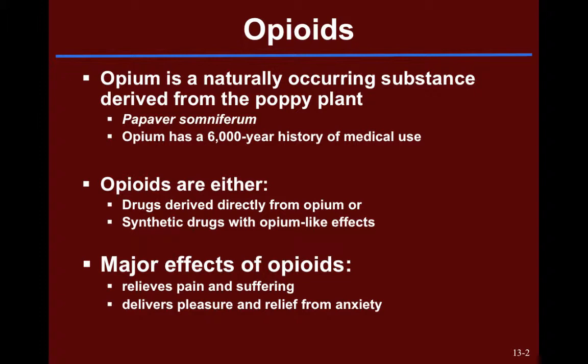Drugs that we'll also discuss during this lecture include other kinds of opioids. These could be drugs that are derived from opium, or they could be synthetic drugs that were developed in labs but have opium-like effects. The major effects of opioids are relief of pain and suffering, which is where the functionality of many of the drugs is derived from, but they are also known to deliver pleasure and relieve anxiety.